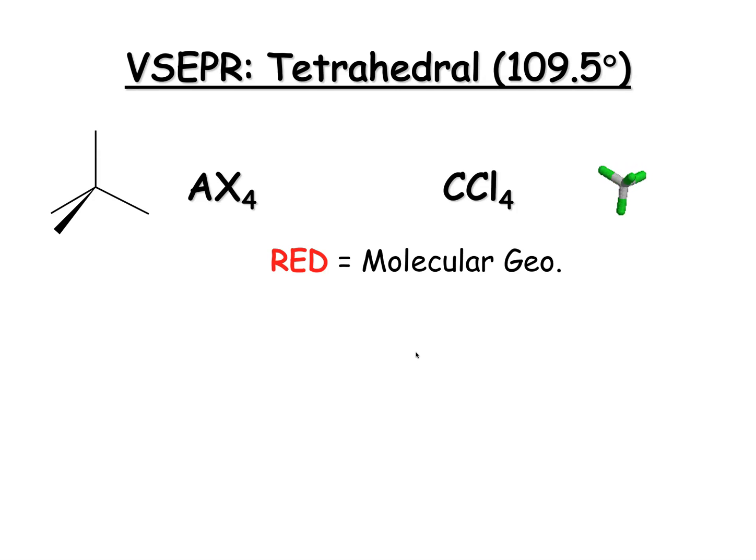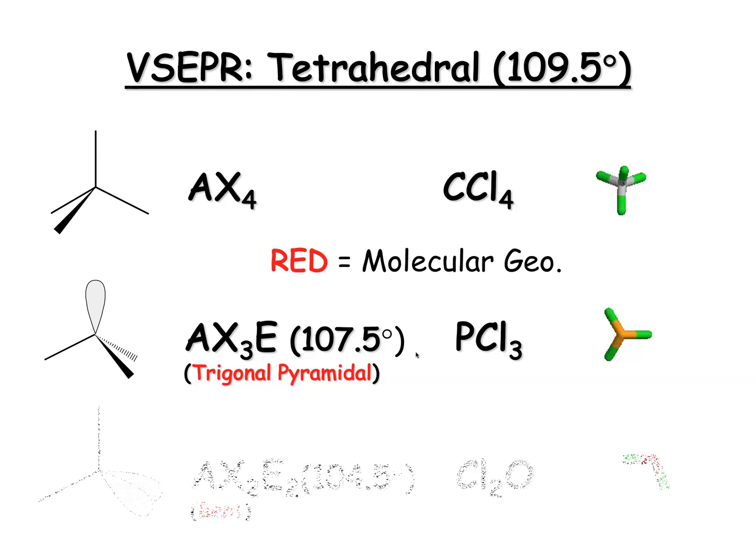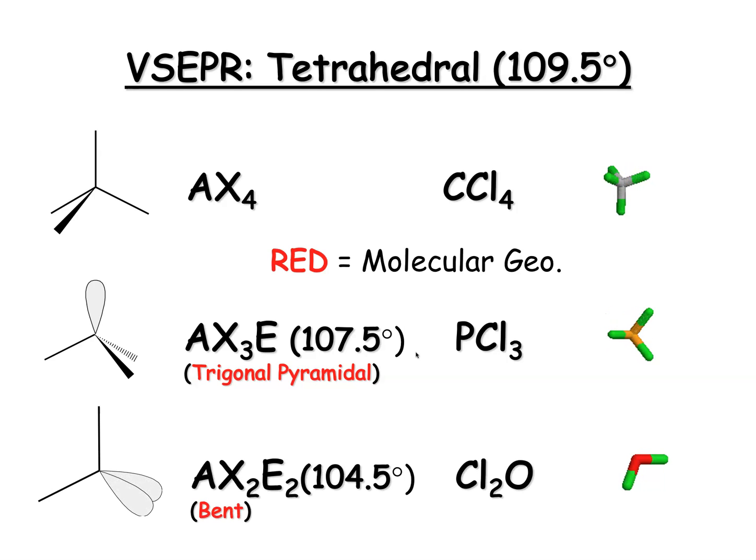AX4, going to be tetrahedral. Notice no lone pairs. But the minute we get a lone pair, we're now trigonal pyramidal. We have a different bond angle, 107.5. Or we get to AX2E2, bond angle gets smaller. It's now a bent shape. So any molecule, AX3E1, is always trigonal pyramidal. The formula tells you the shape every single time.